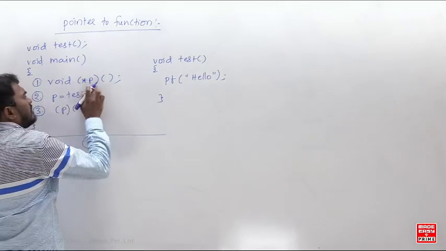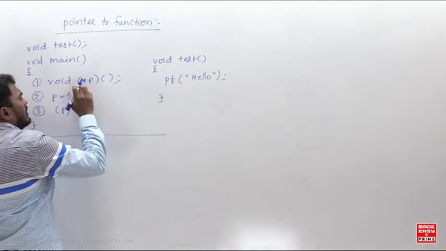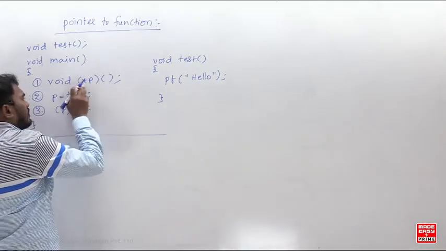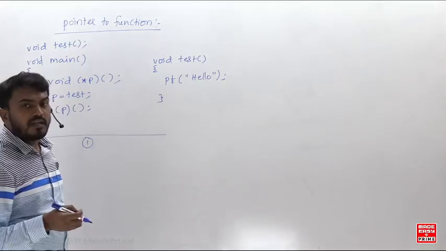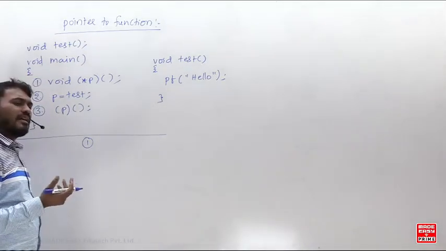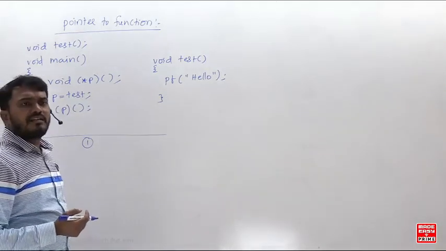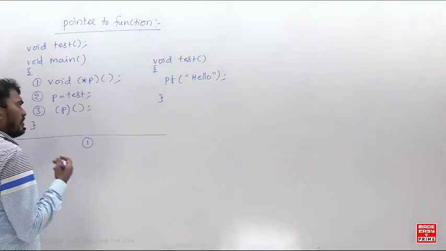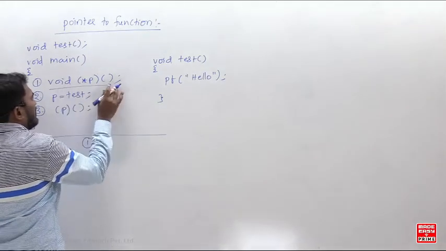What are you going to study in this? Listen here, void, you are having bracket and bracket. Dennis Ritchie has clearly given the rules and regulations on how you have to read this. You start from left to right.